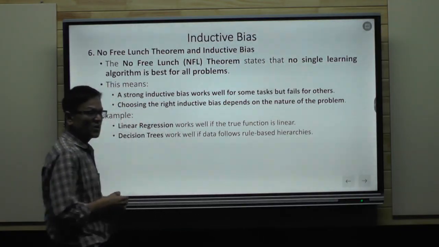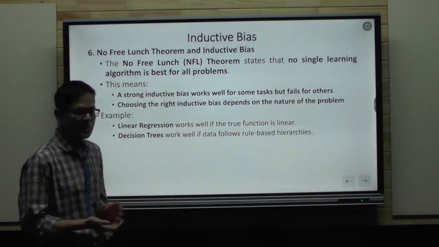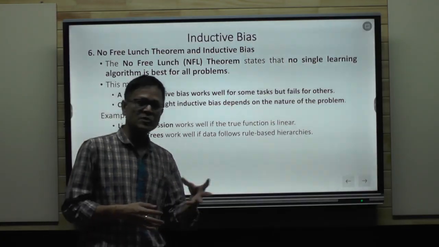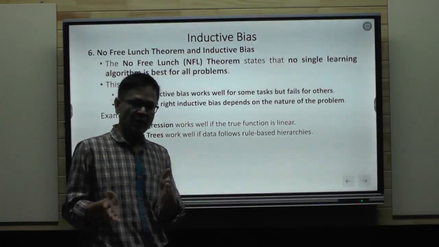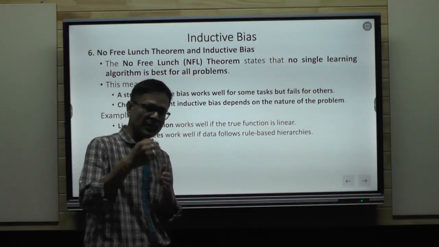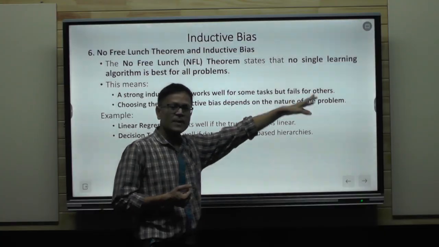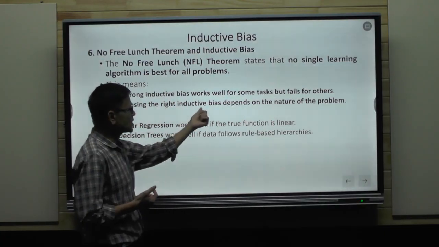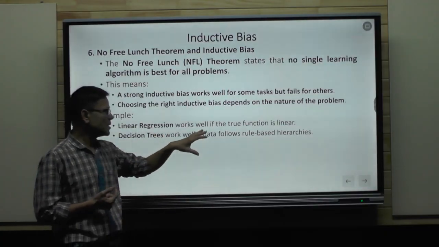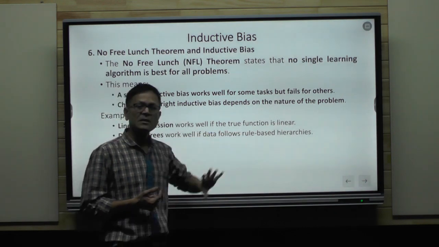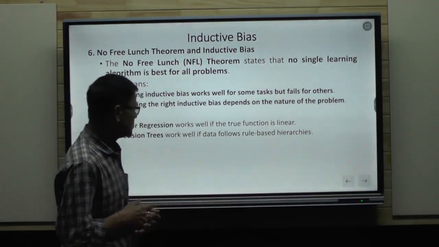No free lunch theorem and inductive bias. The no free lunch theorem states that no single learning algorithm is best for all problems. It's obvious that particular kinds of algorithms or models prefer certain kinds of data. If the data suits that model, then that model outperforms the other models. This means a strong inductive bias works well for some tasks but fails for others. Choosing the right inductive bias depends on the features of the problem. For example, linear regression works well if the true function is linear, and decision trees work well if rule-based hierarchies are there.